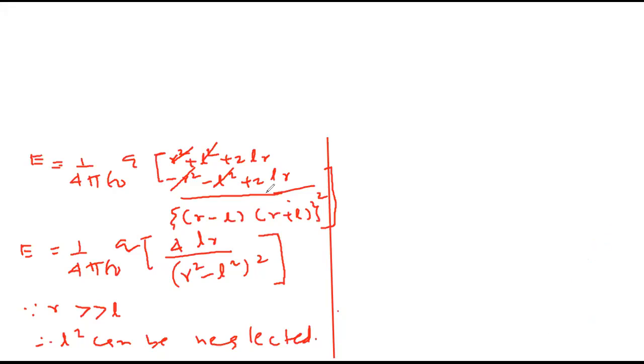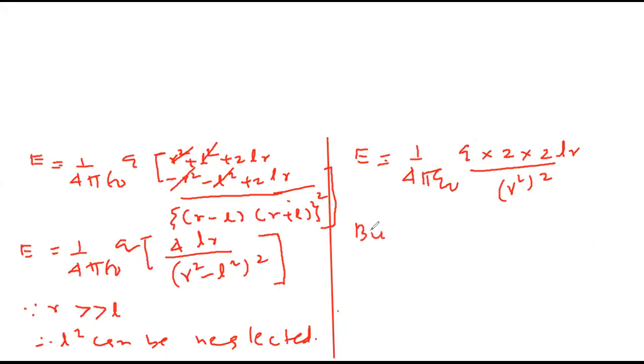Okay, completed till this now. Just wait for a moment. We can say therefore E equals 1 upon 4 pi epsilon naught Q into 4, I am writing 2 into 2LR upon R square raised to 2. L is neglected. But Q into 2L equals P, the electric dipole moment.